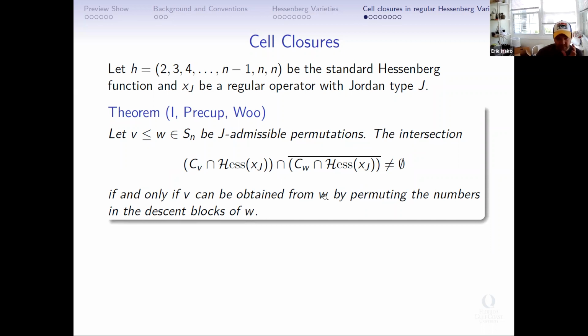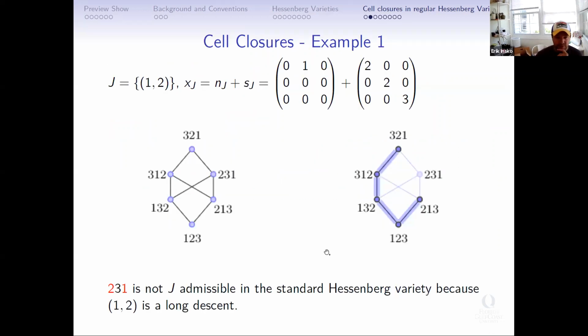If you can get from W down to V by just permuting things inside of the descent blocks of W, and V is J admissible, then that's going to be in the closure of that cell. So here's an example to illustrate that theorem. J is 1, 2. Just means that our operator looks something like this.